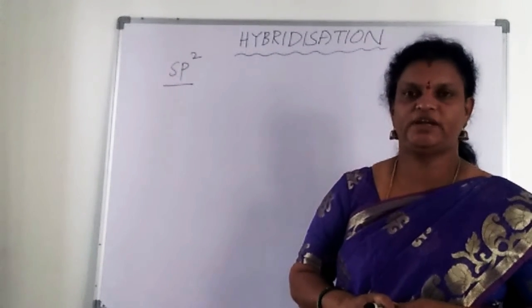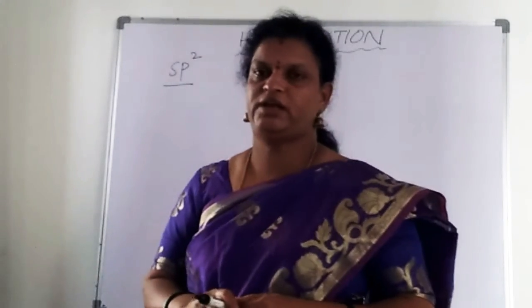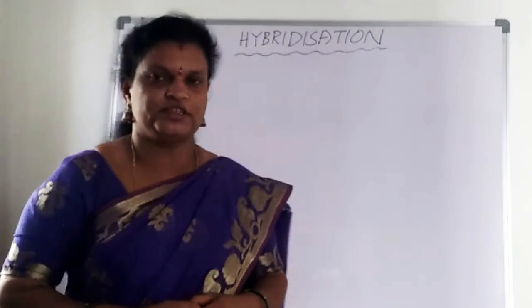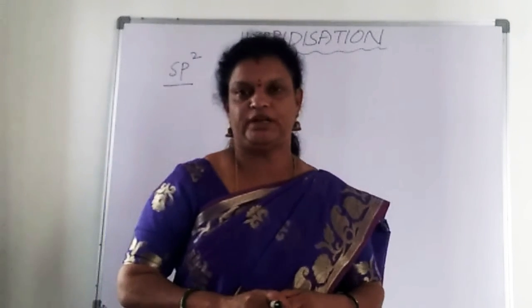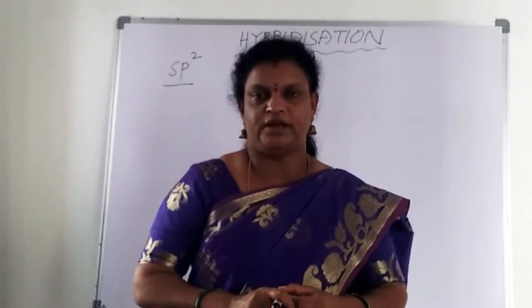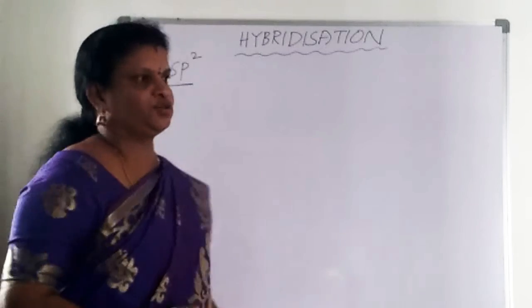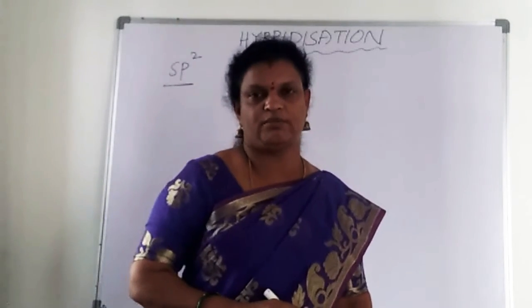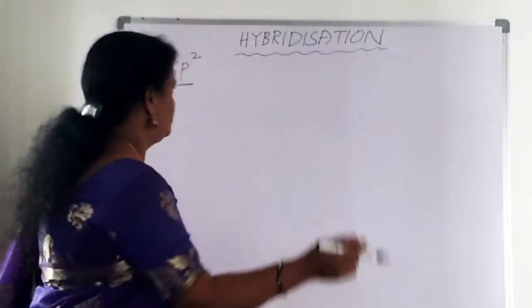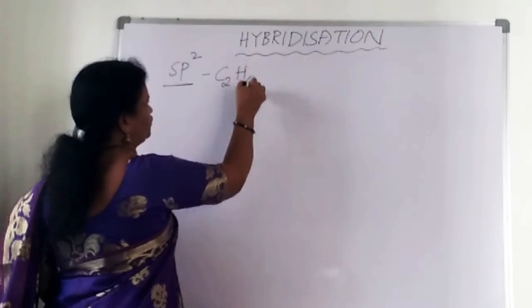Here we will discuss sp2 hybridization. This hybridization concept, which is given by Linus Pauling, is there to explain the energy of the orbitals and the shape of the molecule, right? So sp2 hybridization we are going to discuss here, and this also we are going to discuss based on carbon compounds, right? So let me take here one compound whose formula is C2H4.